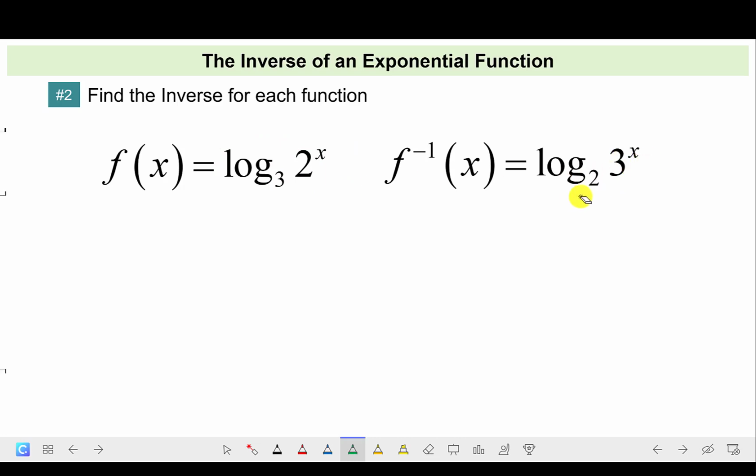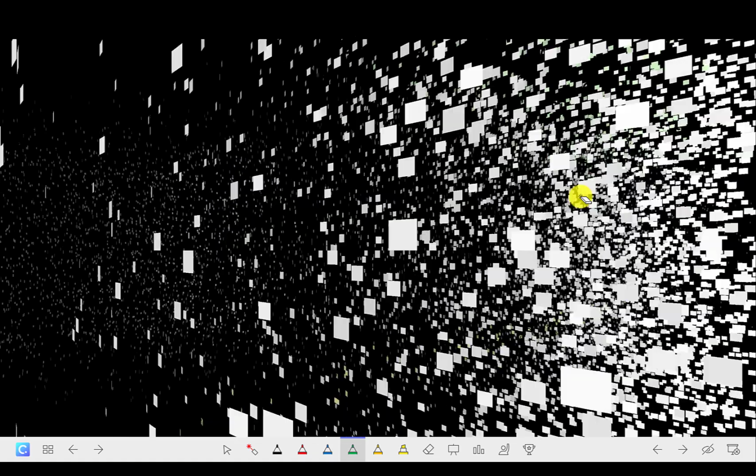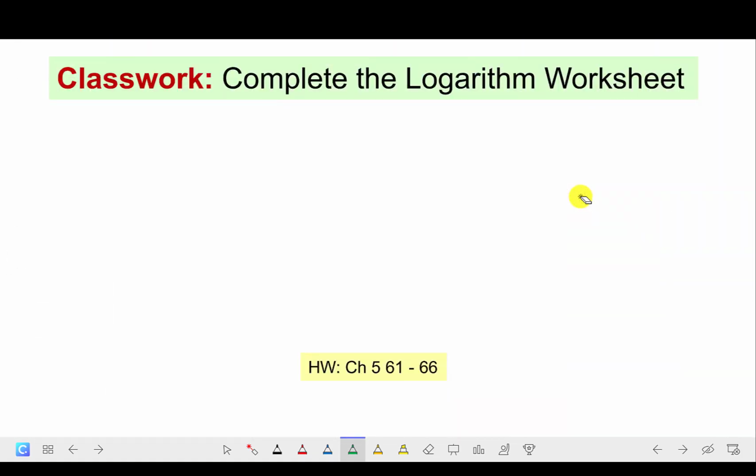So anyway, guys, this worksheet is a little more challenging than yesterday. Yesterday was pretty easy. So make sure to complete this in class, and your homework is right there. Okay, we'll catch you later.